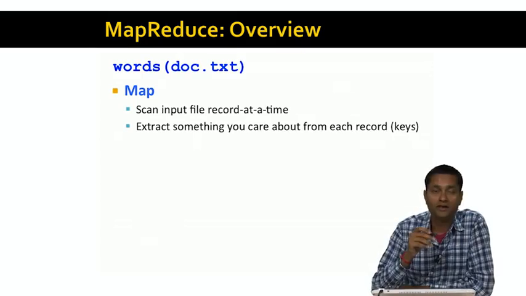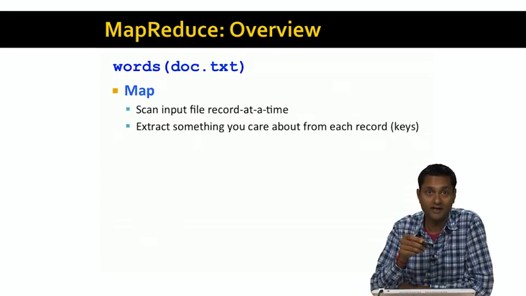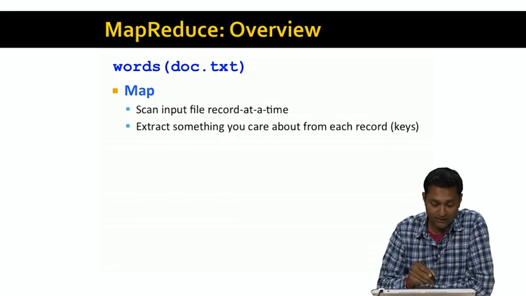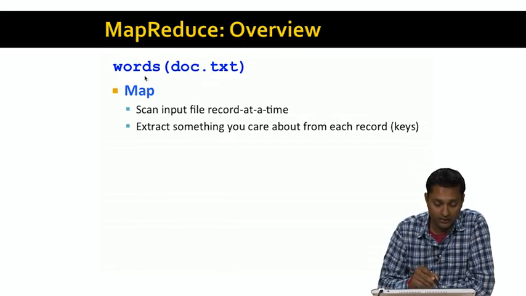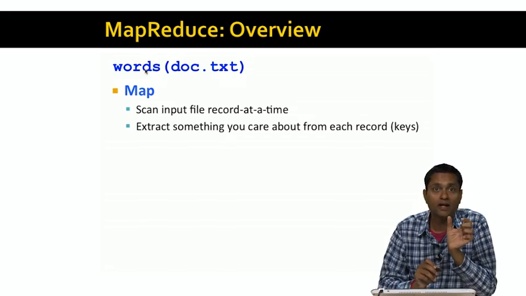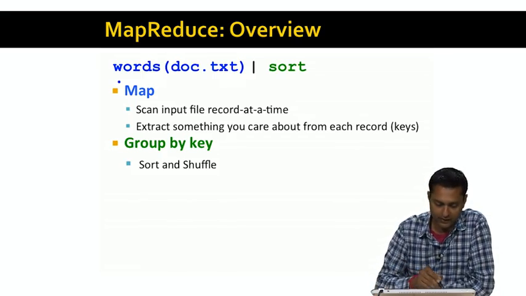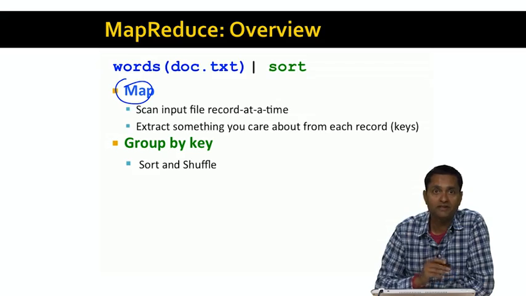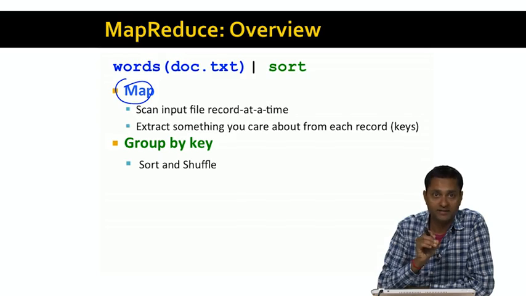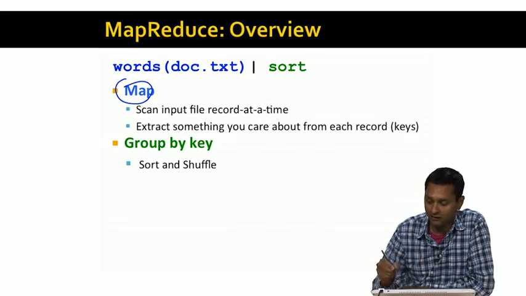So let's look at an overview of MapReduce using this example, right? The first step that we did was we took the document, which was our input, and we wrote a script called words that output one word to a line. And this is what's called the map function in MapReduce. The map function scans the input file a record at a time, and for each record, it pulls out something that you care about. In this case, it was words. You can output one or multiple things for each record, and the things that you output are called keys.